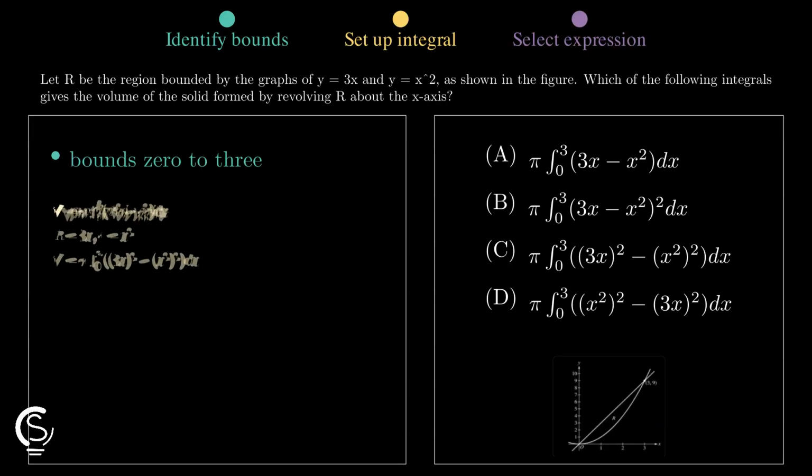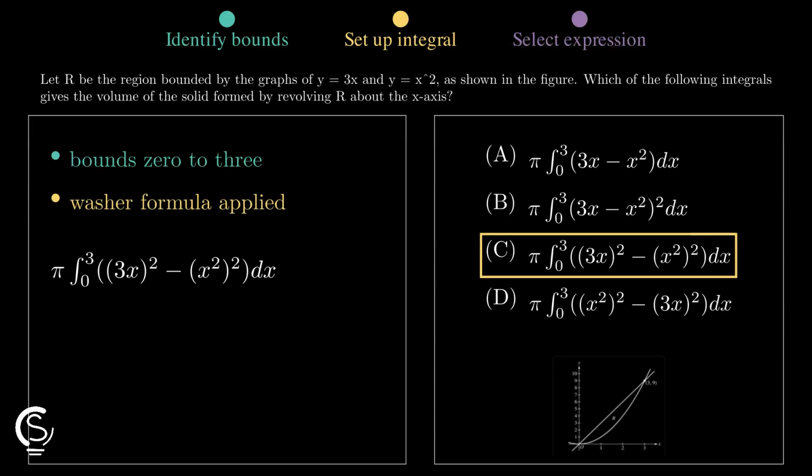Comparing our result to the given choices, we see that option C matches our derived integral perfectly. Always square the radii individually before subtracting to get the correct final answer.